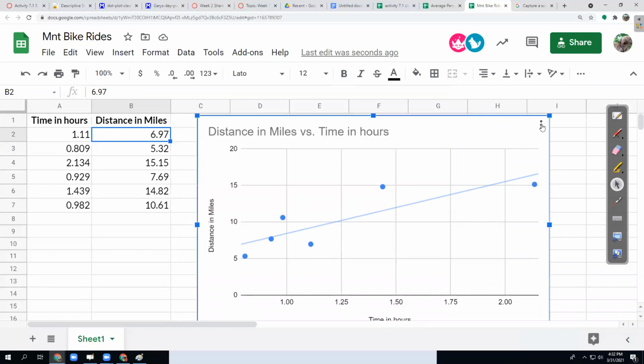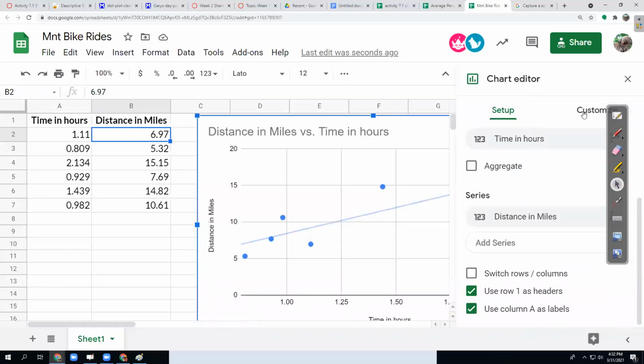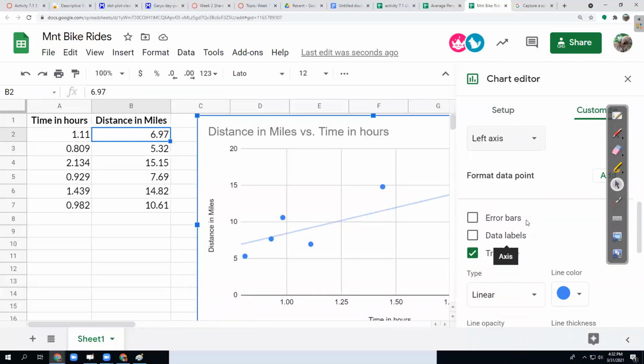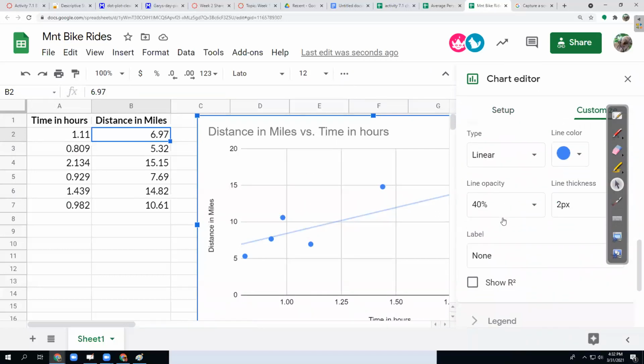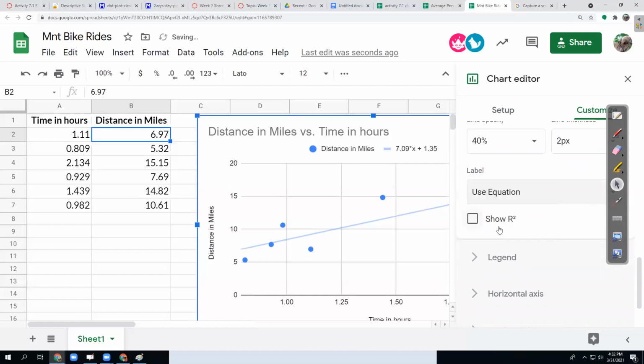If I go back to the settings, it will even give me the equation for it. So edit chart, customize series. If I look down a little farther after that trend line option, I can label that trend line with the equation. It says the equation, my slope is 7.09, so about 7. That would be 7 miles per hour, right? Slope is rise over run.